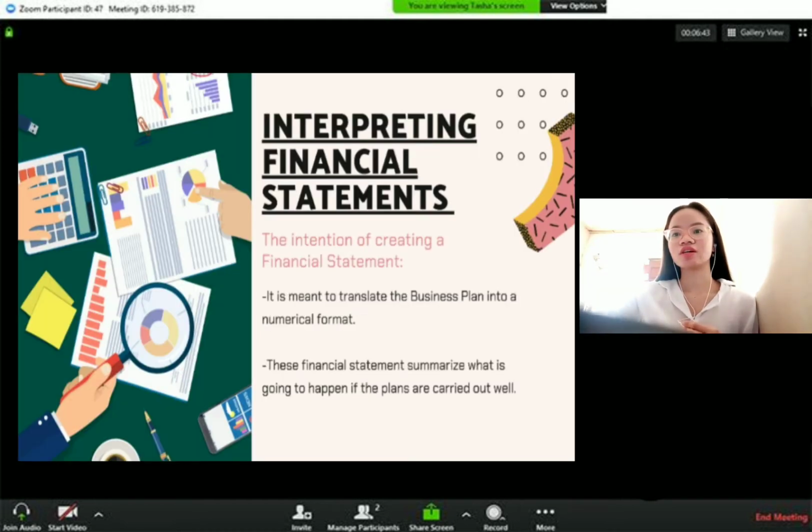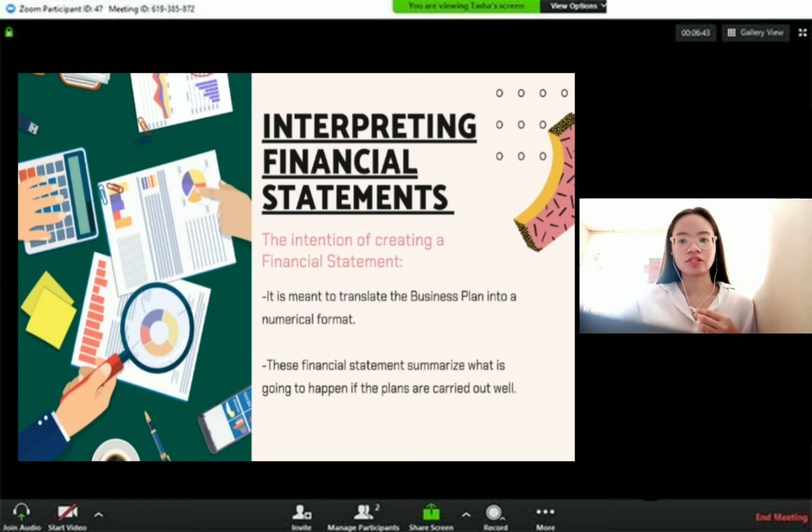To start our discussion, let us know the importance and intention of interpreting financial statements in entrepreneurship. First, it makes the business plan easier to analyze, since in most cases it is written precisely in numerical form. And second, which is the real intention, is to understand and interpret financial statements. These financial statements summarize what is going to happen to the business if the plans are carried out well.